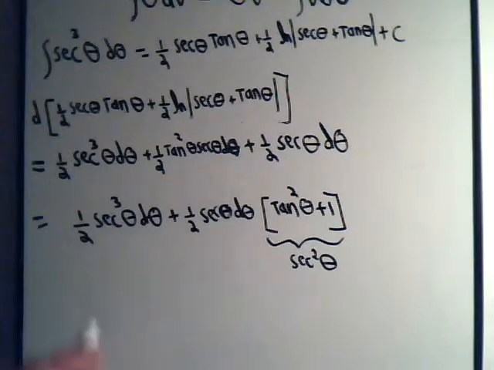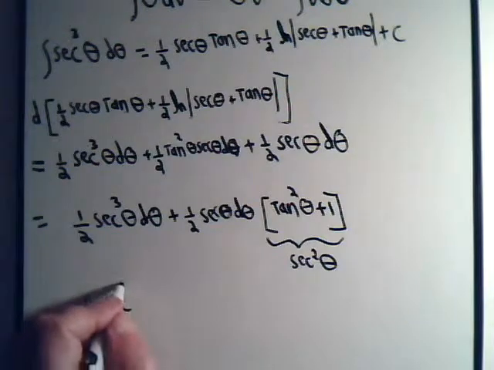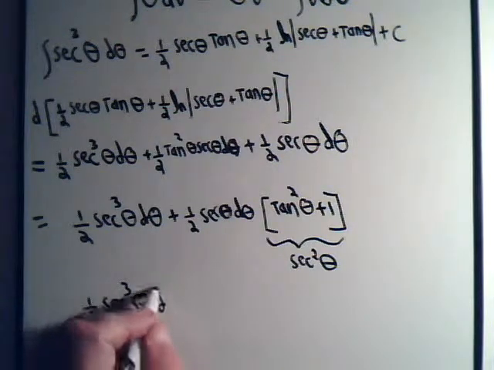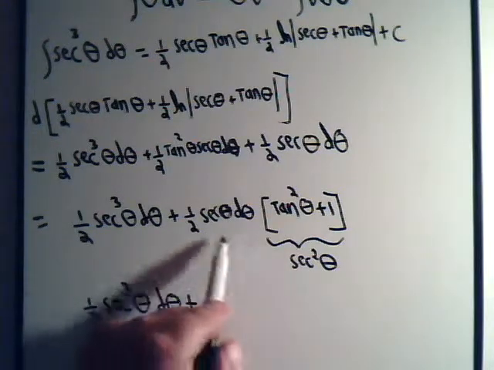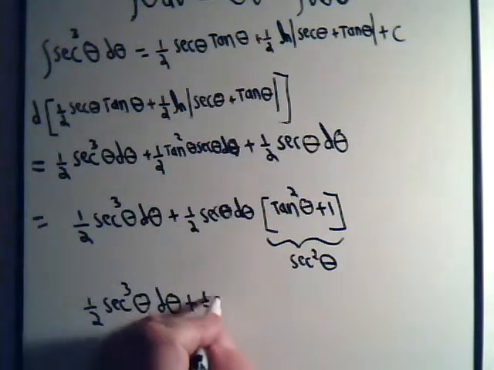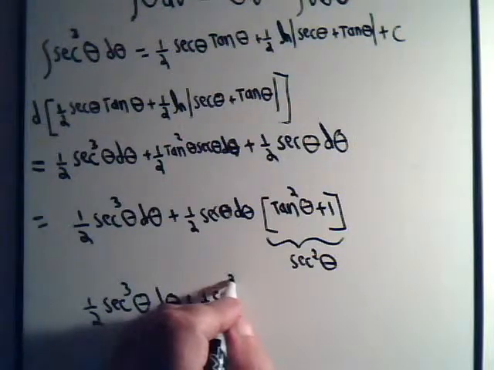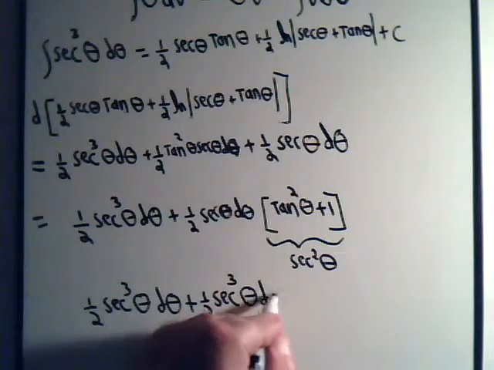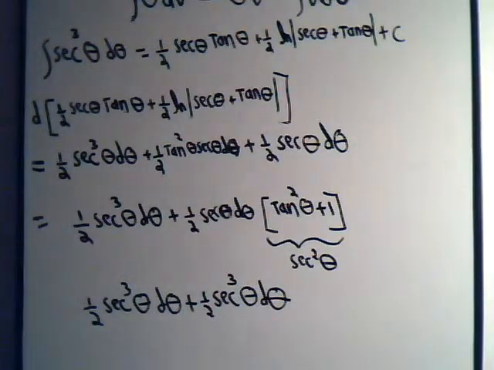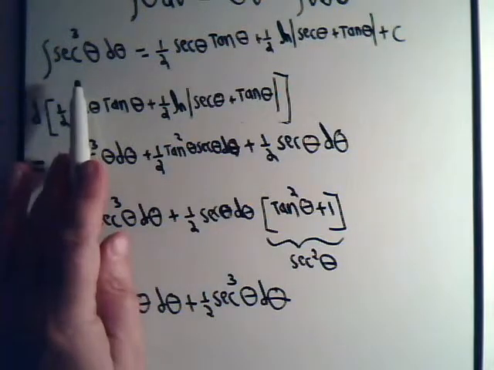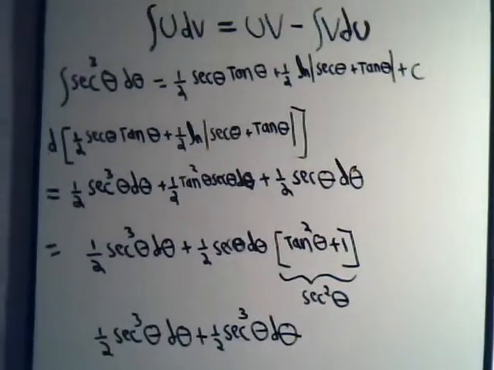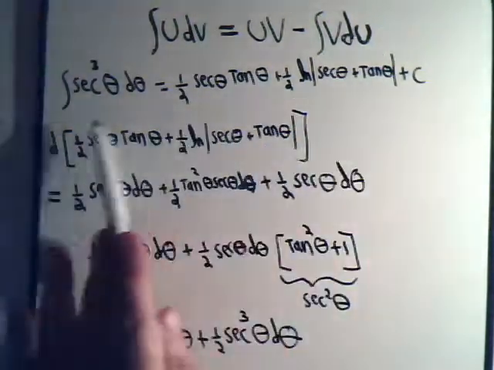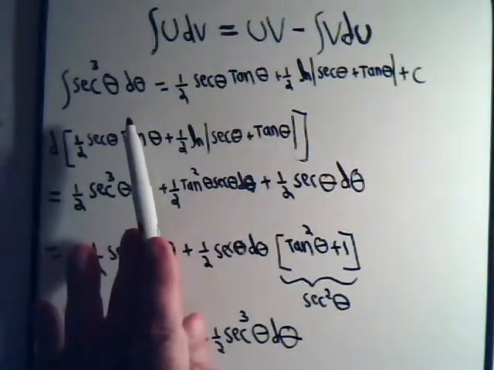So it looks like we're going to have this 1/2 secant cubed theta d theta plus 1/2 secant cubed theta d theta. Add them together, of course, and we'll get this. So, yes, we did prove this is the correct answer here.